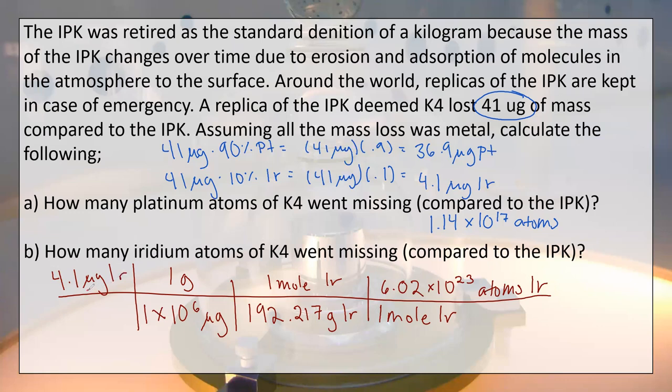So micrograms, micrograms, grams, grams, moles, moles. We're back in atoms. And when I punched this into my calculator earlier, I ended up with 1.28 times 10 to the 16 atoms of iridium. So a lot of atoms, and enough went missing that we had to change how we defined the kilogram, and we can't just all use different blocks of metal that we keep around the world.